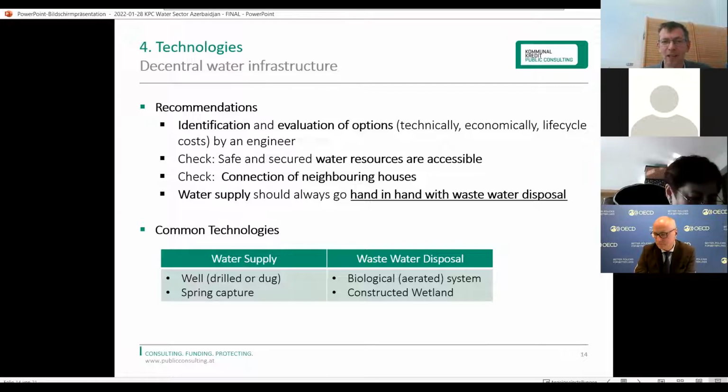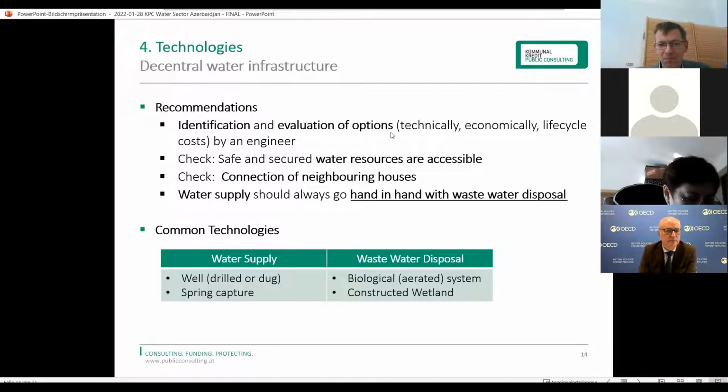What I also want to remind you of is that water supply and wastewater treatment or wastewater disposal should go hand in hand. So do not start with water supply and forget the wastewater treatment and build it 5 or 10 years later. Think it's one system. It's water. It's a water infrastructure, not only water supply or only wastewater treatment. This is really helpful in the long term, with economic advantages.